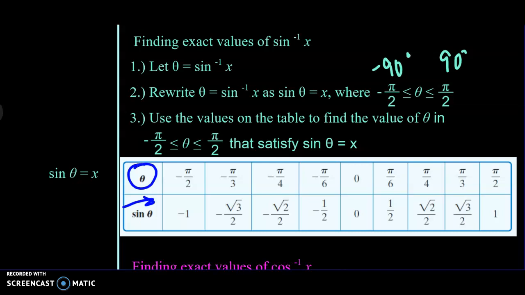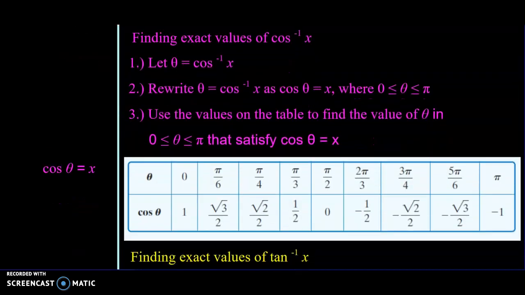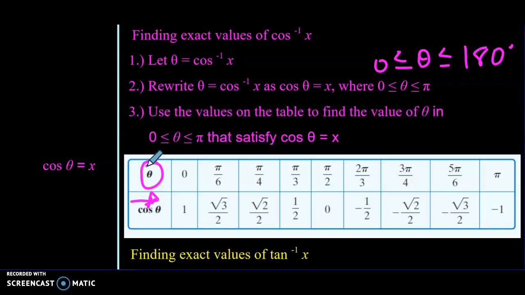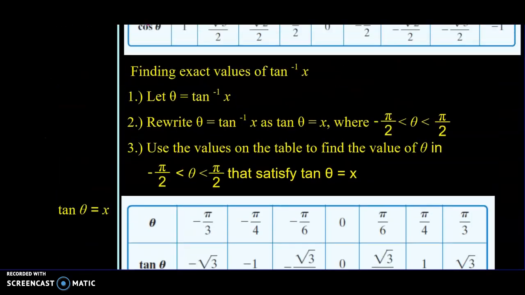Same thing, the way sine works, cosine works, the inverse cosine. But here, our values are between 0 and pi, or in terms of angle measurement, they're between 0 and 180 degrees. Same thing, you're going to look at your cosine theta right here, and you are looking for your angle. Don't forget to pause the video so you're able to write down that table. So now you have two tables, and then the last one is tangent.